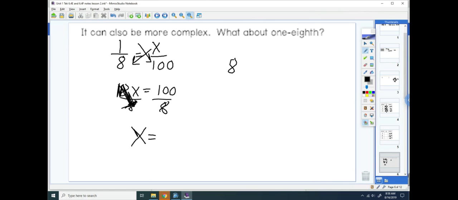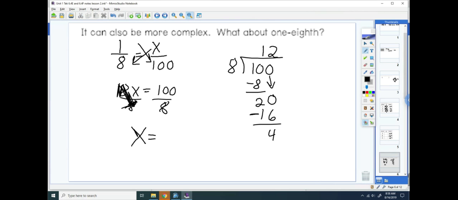So now we're just going to divide 8 into 100. 8 goes into 10 one time. You subtract this, you get 2, and you bring down the 0. 8 goes into 20 two times, so it'd be 16. 20 minus 16 is 4. I have a remainder. I don't want to put this over a fraction, I want to make this a decimal. So to make a decimal, you can put a decimal up in the answer, add a 0 behind it, and bring that down. So 8 goes into 40 5 times.